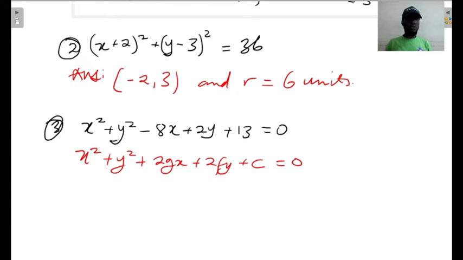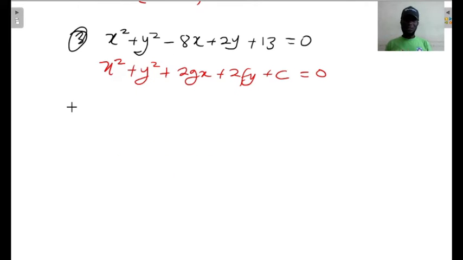So we are going to compare the two of them. Handling students for some time now, I realize that when you say you are comparing two equations, some students have a challenge with that. So I try to practicalize it as much as I could, and that is what I'm going to do now. Comparison means that what is in the top one should be the same as what is in the bottom one.